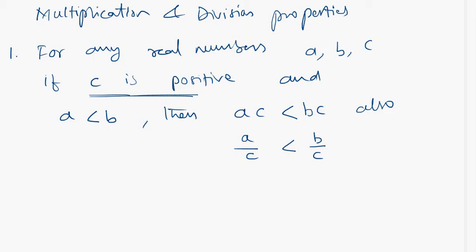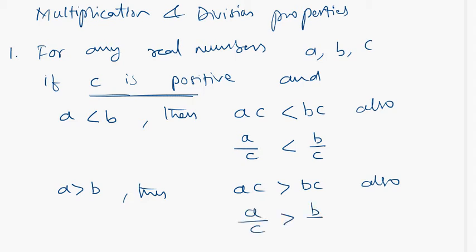Same way, if a is greater than b, then ac is greater than bc, also a divided by c is greater than b divided by c if c is positive. If the number is positive, the properties of these inequalities are true. Let us see how the inequalities would change if we take c as a negative number.